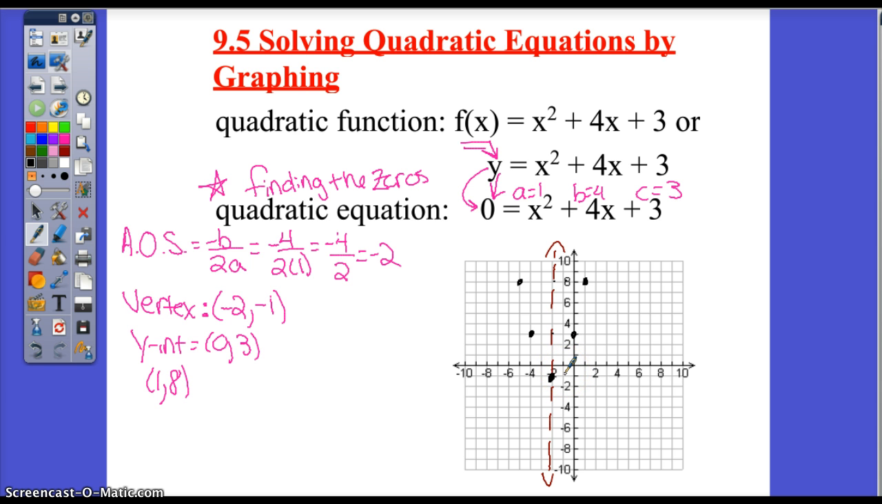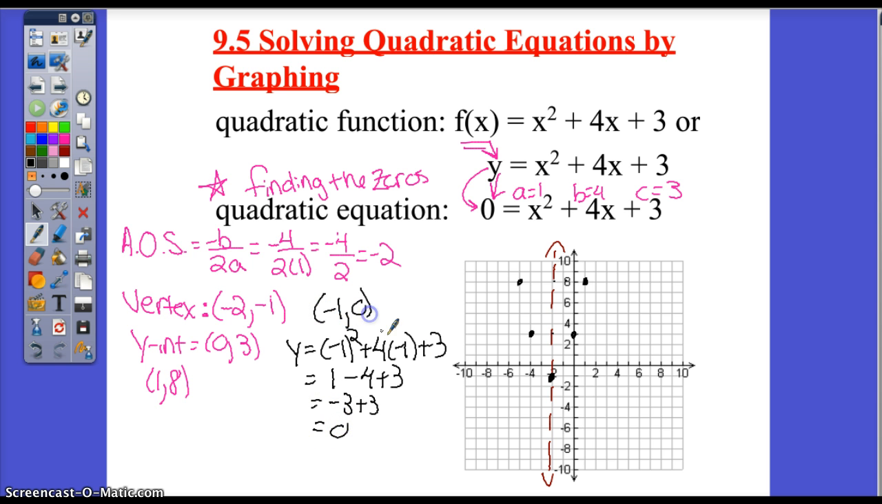So let's try it out and let's see what happens when x is -1. So I'm just going to plug it in and find out y equals -1 quantity squared plus 4 times -1 plus 3. So we have -1 quantity squared is 1. 4 times -1 is -4 plus 3. 1 minus 4 is -3 plus 3, which equals 0. Awesome. So we were right. It is -1, 0.